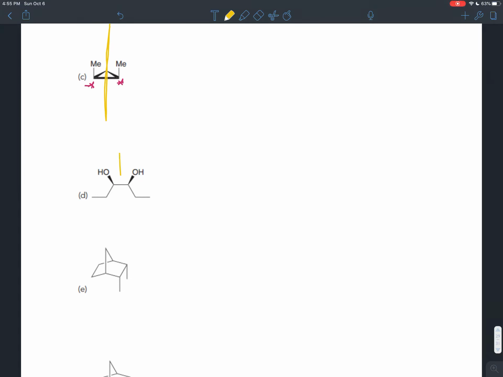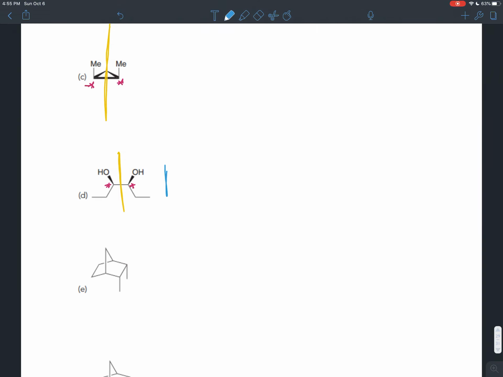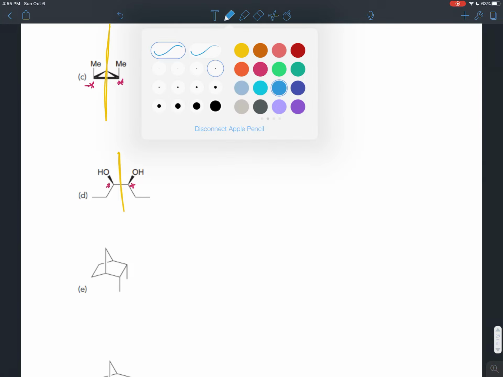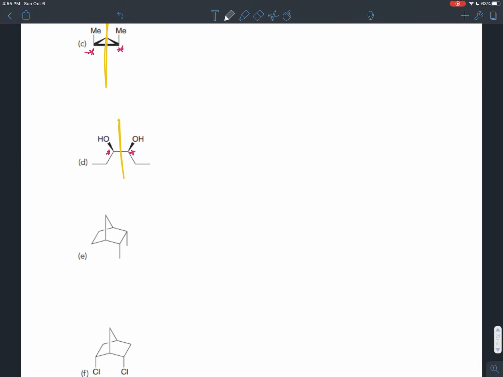You could see a vertical plane of symmetry right here. Everything on the right and left is the same. So even though you have chiral centers, the molecule as a whole is not chiral because the right side and the left side are the same because of that plane of symmetry. So the molecule doesn't have four different sides. And so the molecule as a whole doesn't come in two different versions, even though you have chiral centers in the molecule. So that's a meso compound.